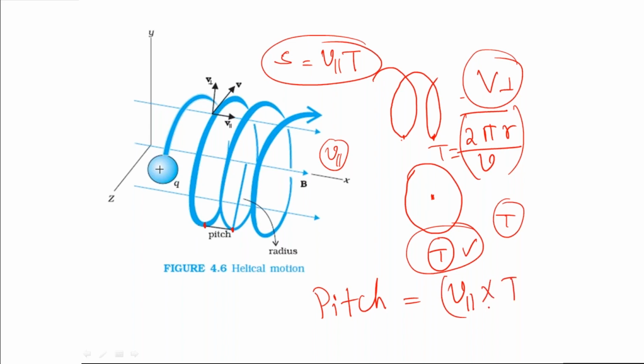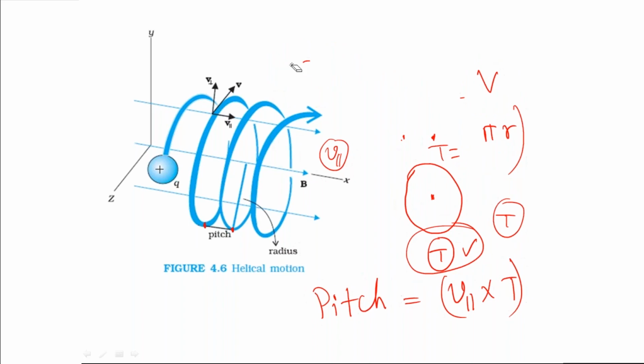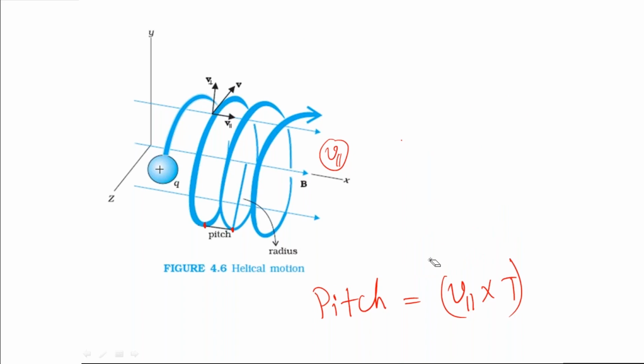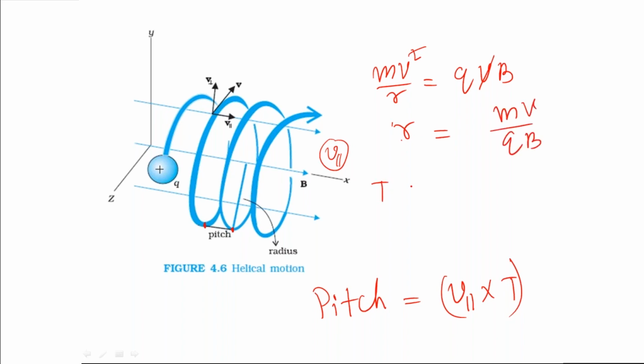While discussing the cyclotron, we'll be discussing these things, time period and all, but I can still develop it right here. Suppose m v square by r is equal to q v B. From this you can find B or r, whatever you want; r is mv by qB. So what will be the time period? Time period will be 2 pi r by v. Let us put the value of r here.